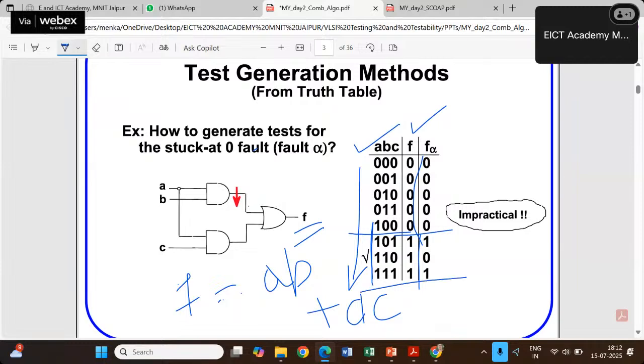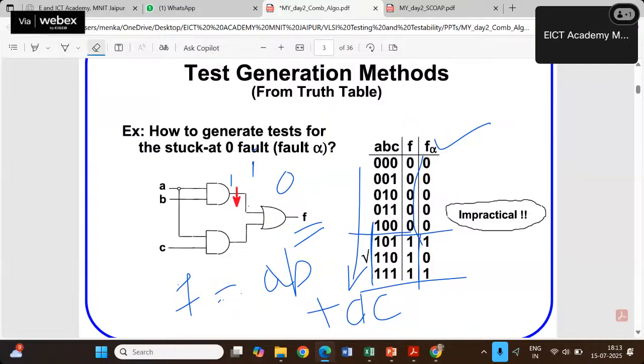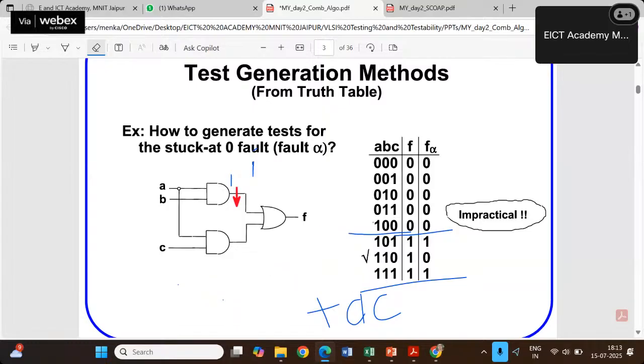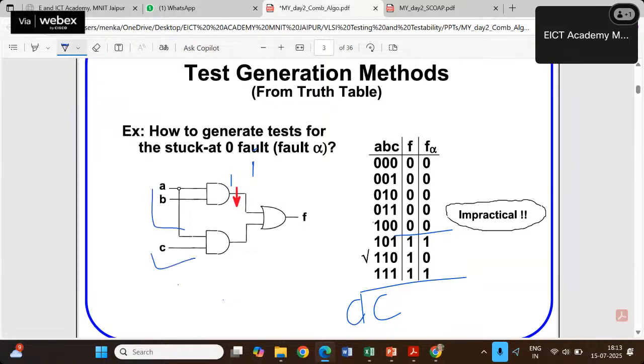Now we have to find out the faulty circuit output. So f alpha says that there is a fault alpha, and this alpha fault is stuck at 0. So we are going to find out f alpha for this, right? What will be this f alpha? Because the fault was stuck at 0, f alpha is equal to a plus c, because this is a from here and this is c from here.